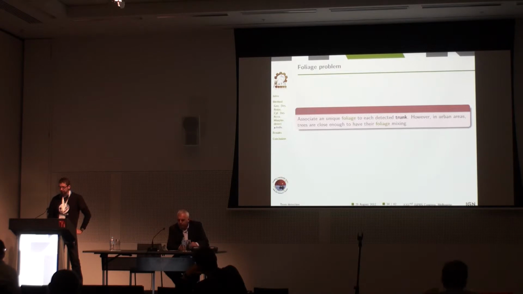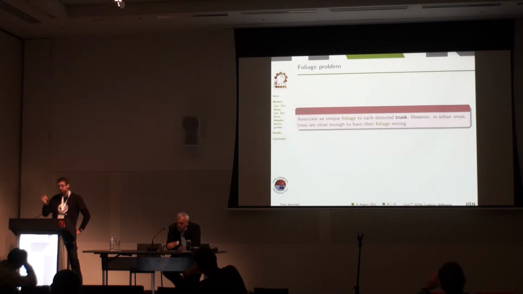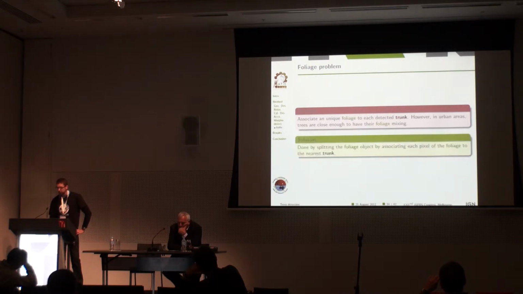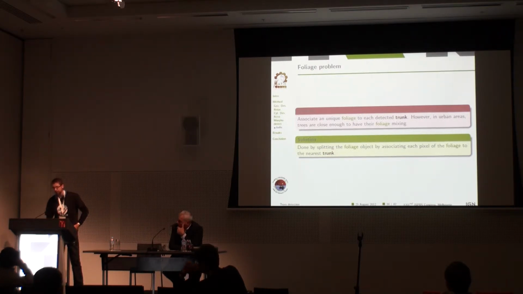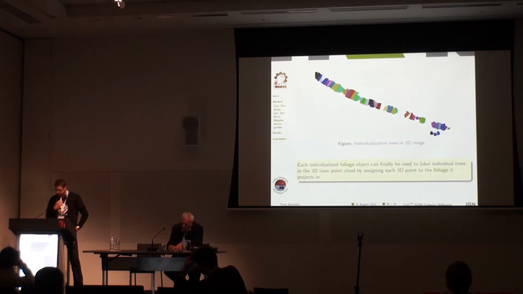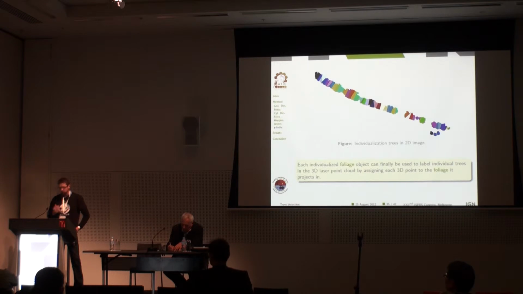And finally, the last thing we're going to do now that we have the foliage and the trunks is to associate a unique foliage to each trunk, so we're going to individualize the trees. This is simply done by associating foliage parts to the nearest trunk. Probably this should be enhanced by doing something like a more intelligent segmentation, but we didn't have too much time to investigate this. So these are the individualized trees in the 2D accumulation. You see that we've recovered almost all the trees, but the individualization is a bit brutal.